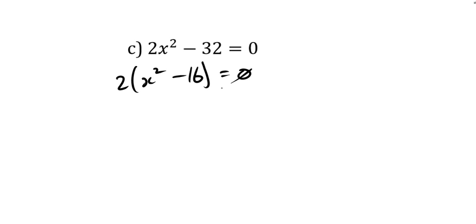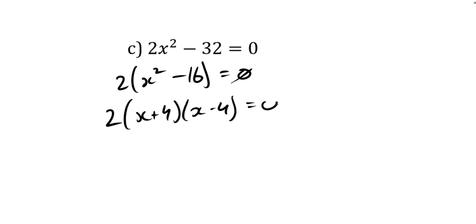And x squared minus 16 is? What's it actually called? Not that one. Not quite. Difference of squares, right? This is the difference of squares. Very good. So the 2, and what is it? So it's just x plus 4, x minus 4 equals 0.